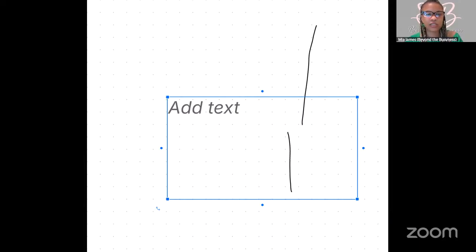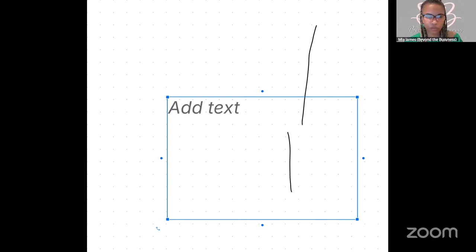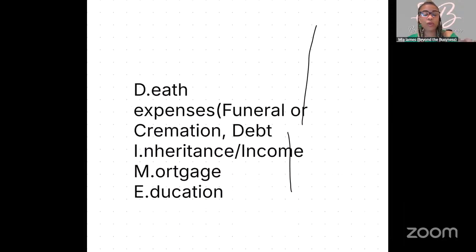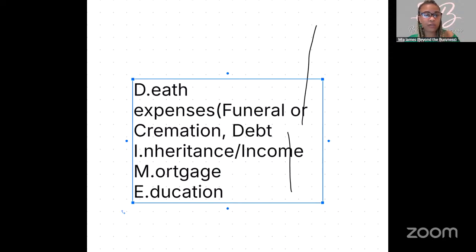So this is funeral or cremation or whatever you choose. And then any debt, and sorry about these lines, something weird was going on there. Or any debt that you and maybe your spouse are responsible for together that would need to be paid off when either one of you passes away. So you'll put those numbers here under D. Denise, it keeps drawing on the screen, so I'm not sure how to stop that. Let me see if I can get rid of these marks. But I think everyone can see it okay.